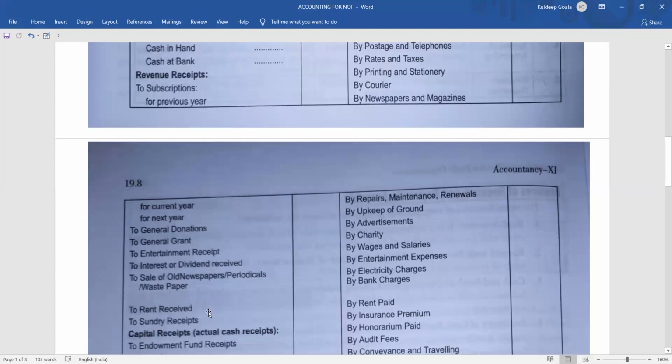Then receipt of rent. Generally, the clubhouse has a big auditorium, and many times people hire that auditorium for family functions. If they hire your auditorium, they are going to provide you a certain amount of rent. So that rent what you get from there is also your revenue income. Then coming to the next one, it is sundry receipts. Sundry receipt means all the other small receipts, small income that your club or your NGO is receiving. That will be coming under sundry receipt.